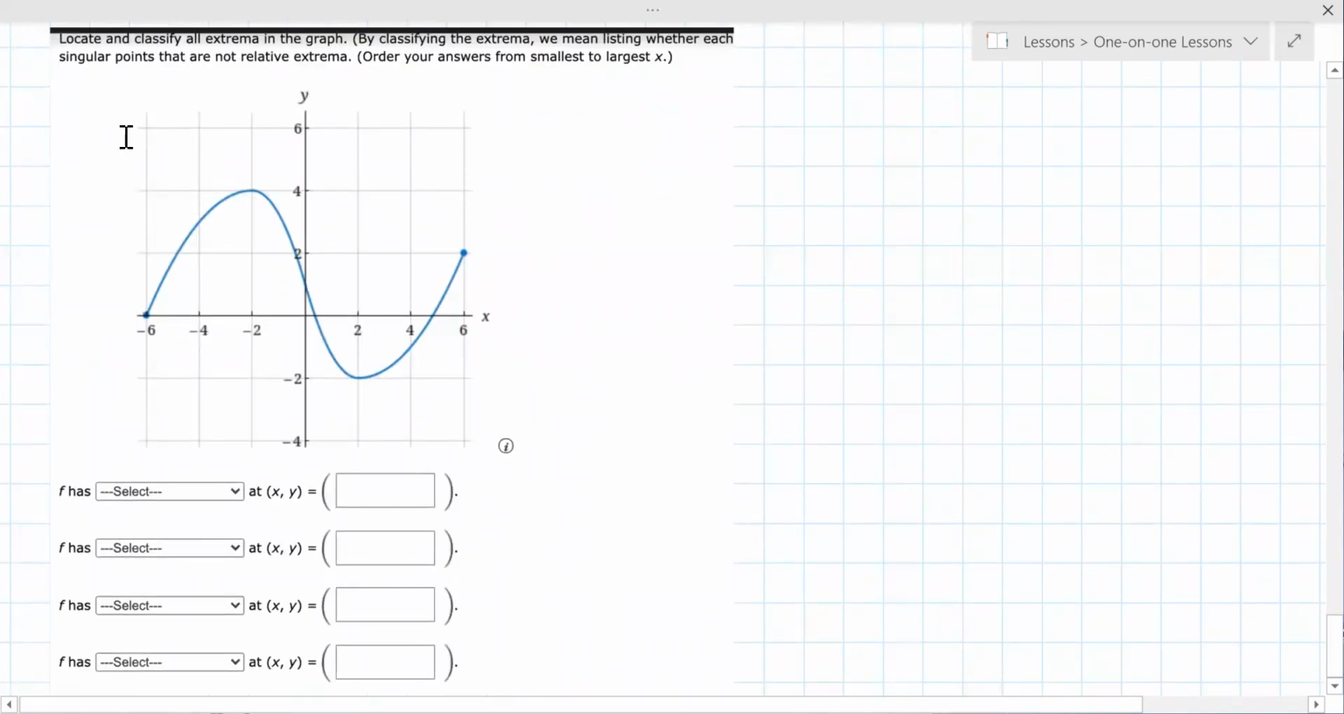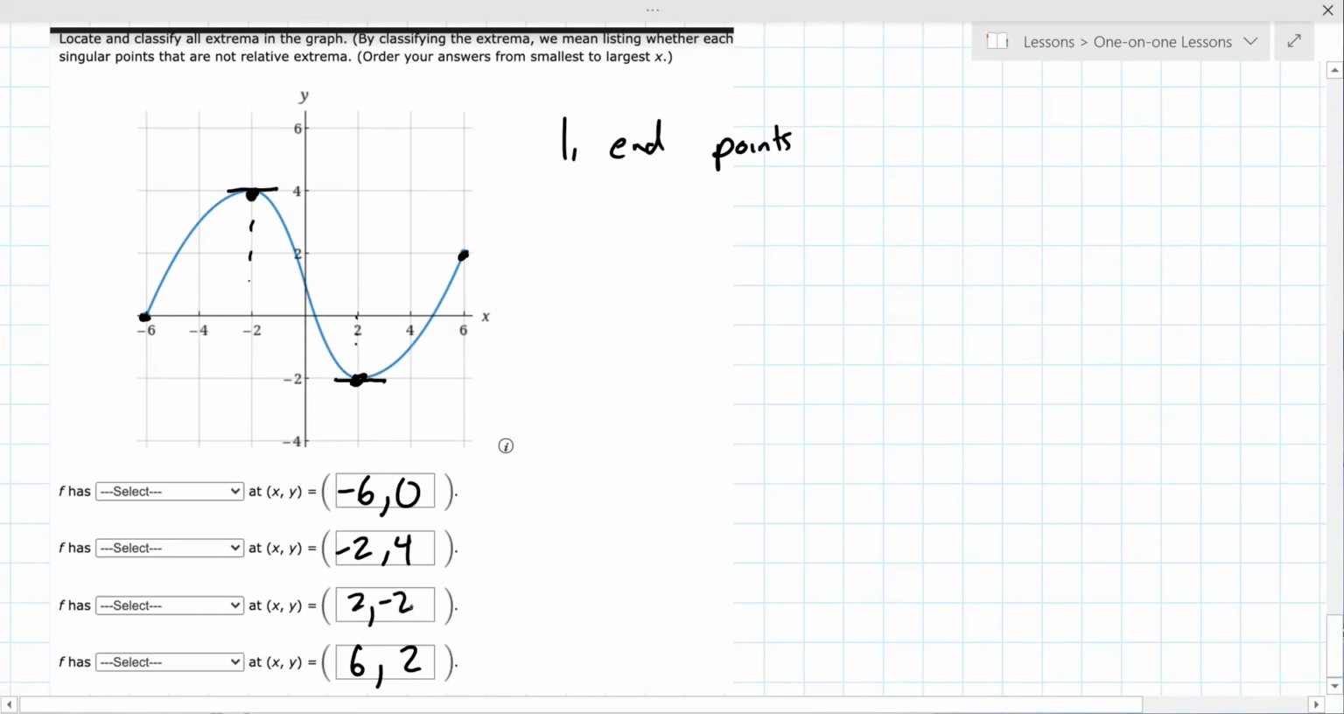So they're asking you to look at the graph and decide what you've got going on here. One of the things you're looking for are endpoints, and you've got 2 endpoints. You've got one here at -6, 0, and you've got one here at 6, 2. Then the other points you're looking at are here and here. These are where the horizontal tangents occur. Maybe you saw that in class. The first one is -2, 4. That's this one on the left. And this next one is 2, -2.